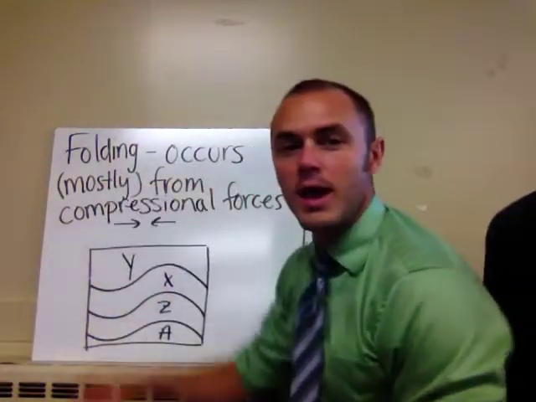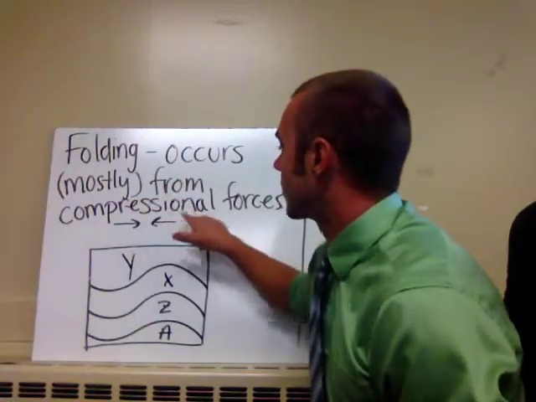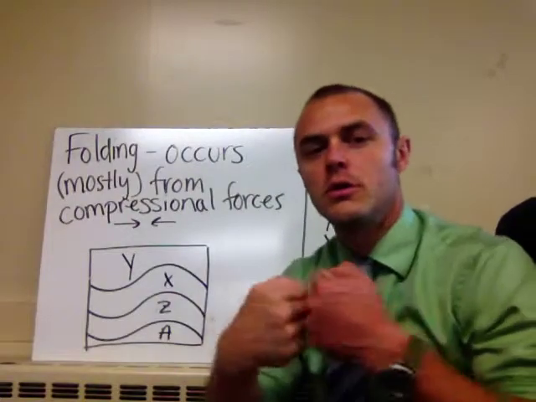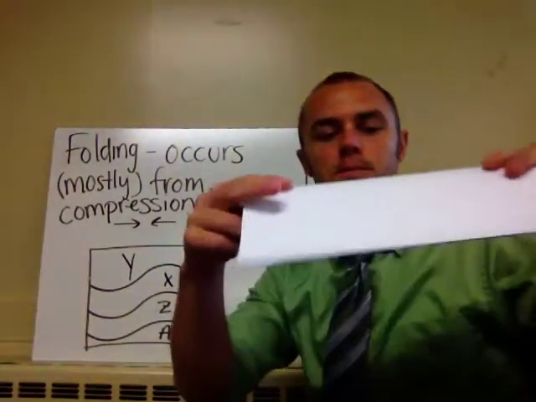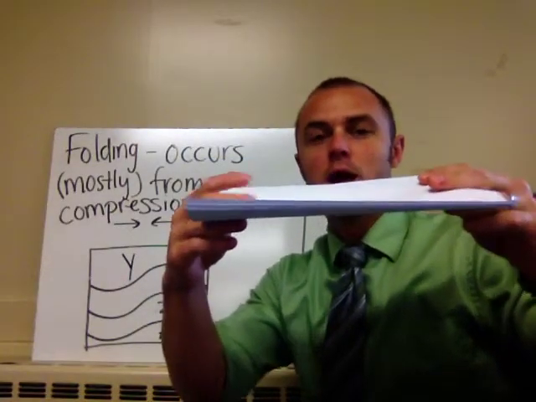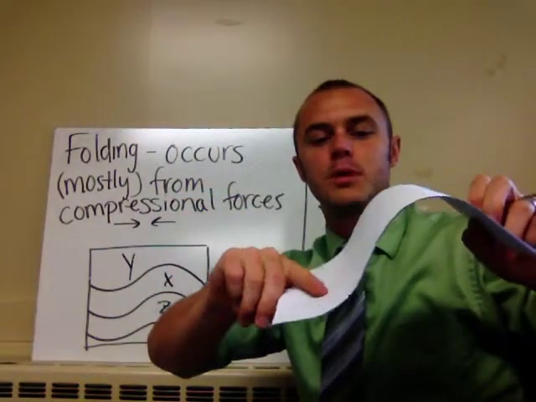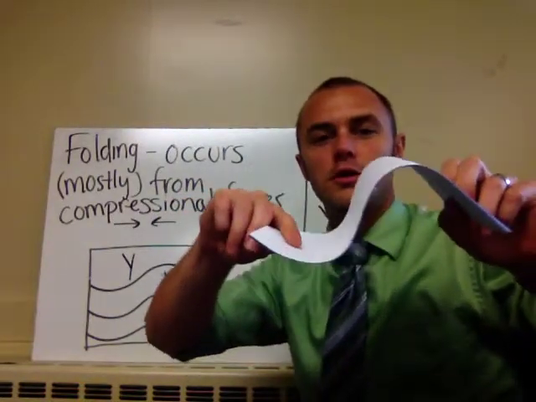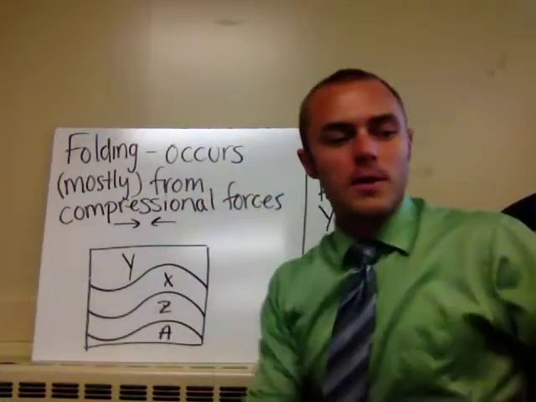Next, we have folding. Folding occurs mostly from compressional forces. Compressional means forces are coming together like this. If we take a piece of paper, our rock layers originally are deposited horizontally like this. Then as plate tectonics occurs, they start to fold. And the more compression there is, the more folding there's going to be.